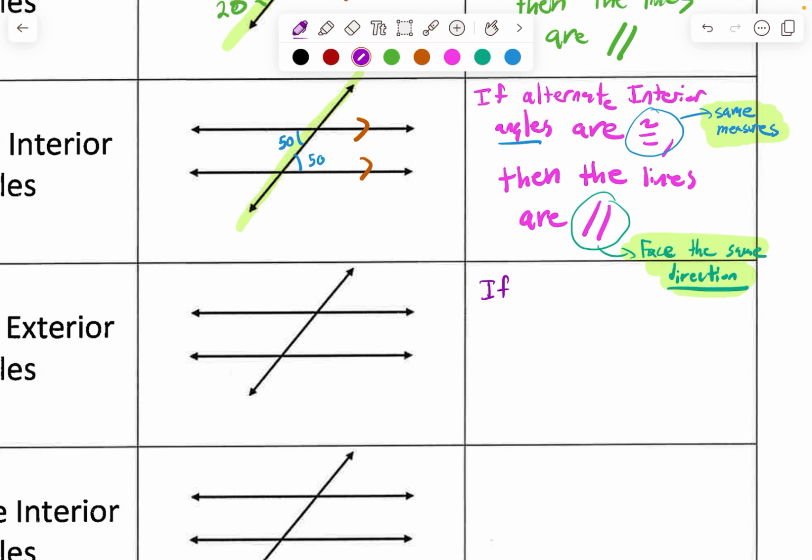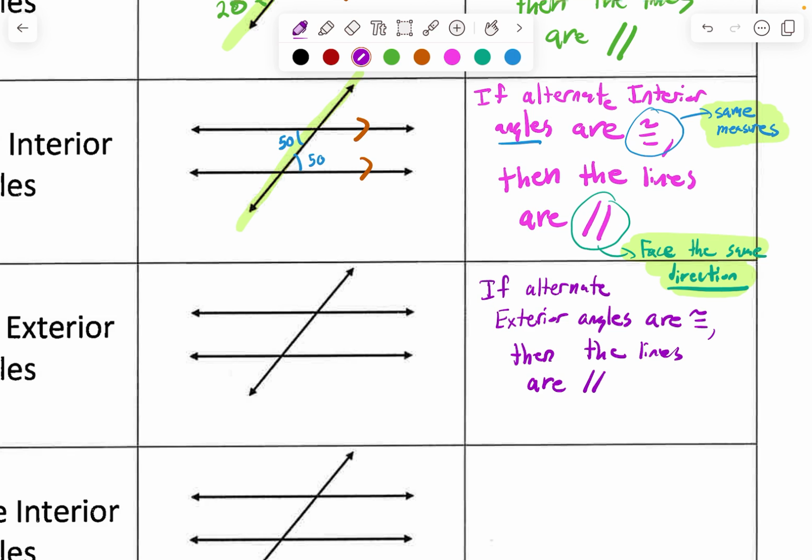If, this is very redundant, but we're still running here, alternate exterior angles are congruent, then the lines are parallel. Again, facing the same direction.